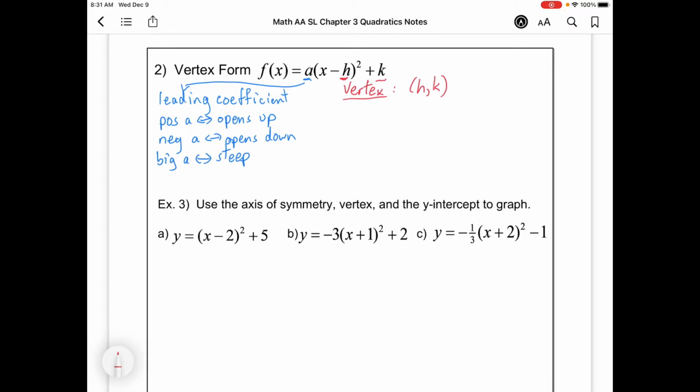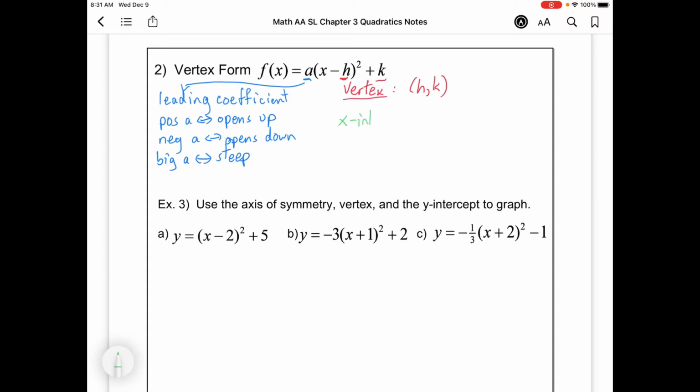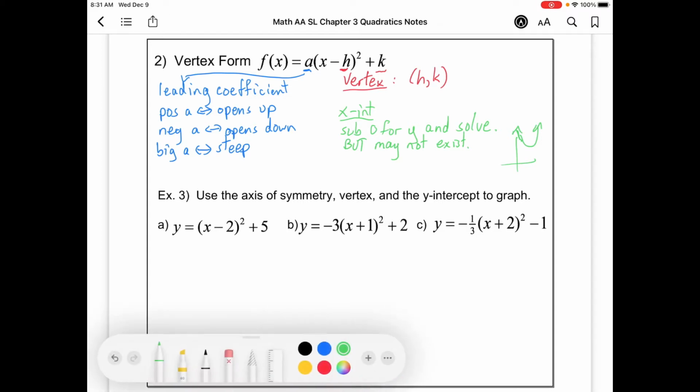For x-intercepts, this one's a little trickier to find, but we just sub 0 for y and solve. But not all parabolas have x-intercepts, so they may not exist. Let's think about what that looks like geometrically. If you had a parabola that looks like this, of course it opens up, but it doesn't have x-intercepts, so it's not a guarantee that we'll end up with x-intercepts.